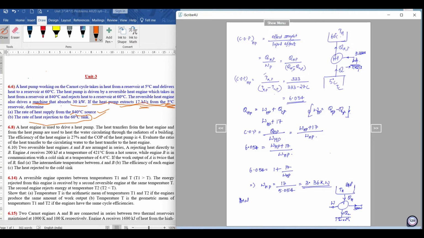So total work done by the engine, total work output of the engine. So W total of the engine is equal to work supplied to the pump plus work supplied to the machine. So which is nothing but 3.36 plus 30, which equals 33.36 kilowatt. So this is the work output of the engine.